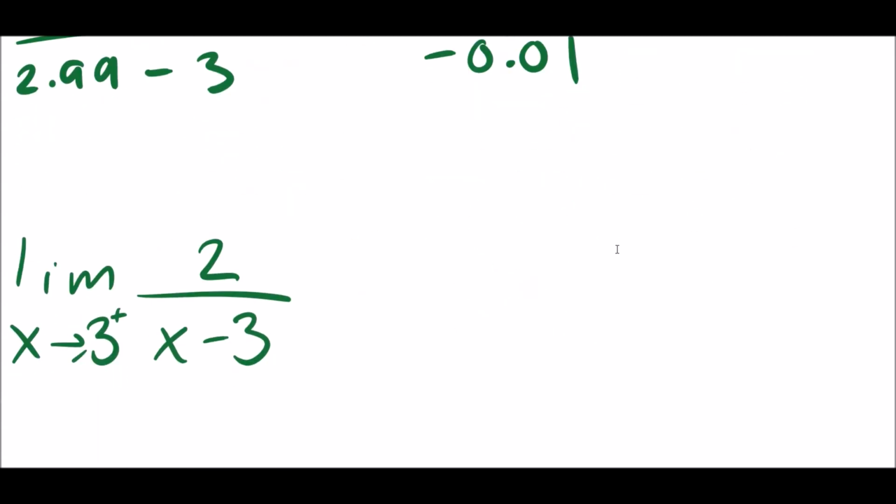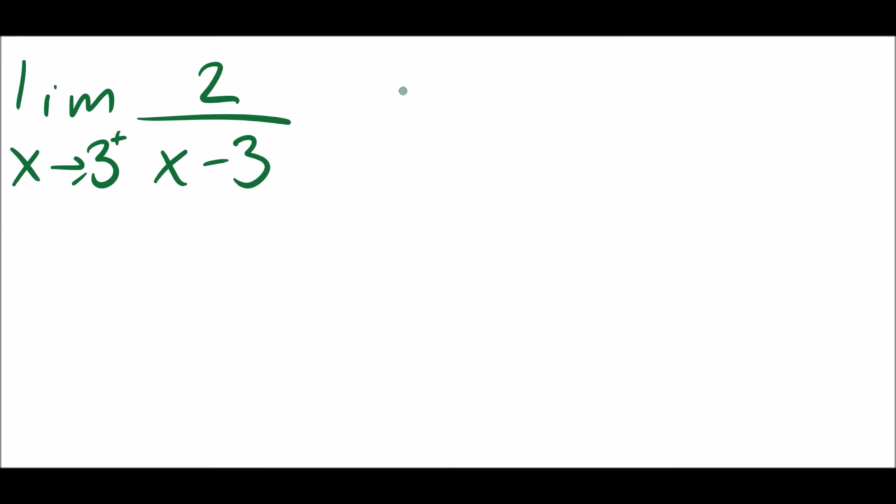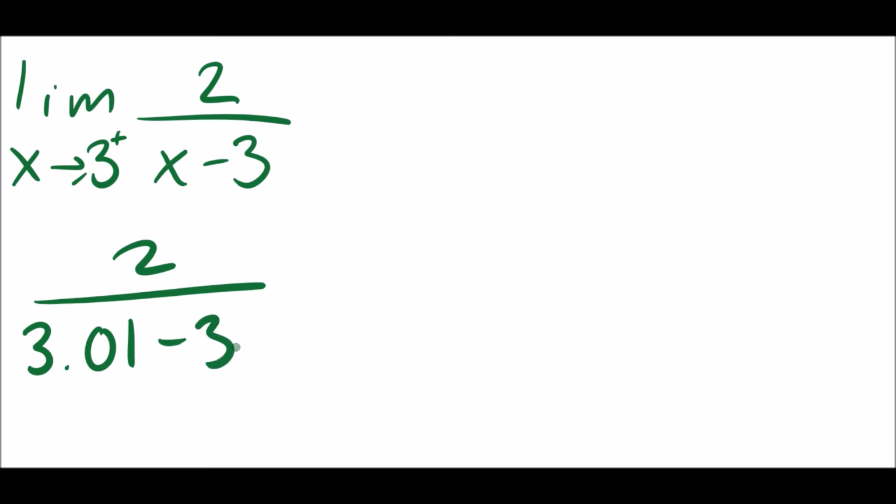Now if we try taking the right side limit, well, let's see how that turns out. Whenever we come from the right side, that's just a number that's going to be a little bit more positive. So this time we could do 2 divided by 3.01 minus 3. So that becomes 2 divided by 0.01.